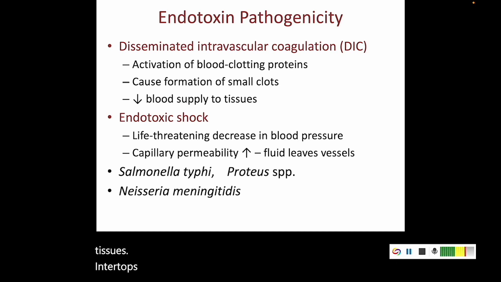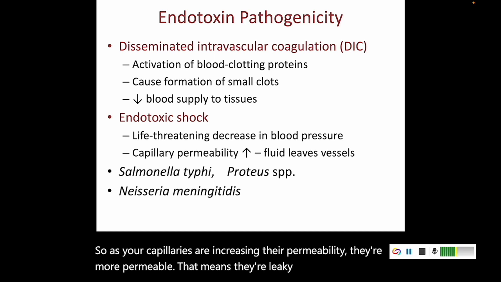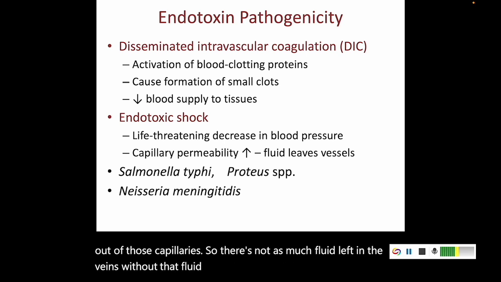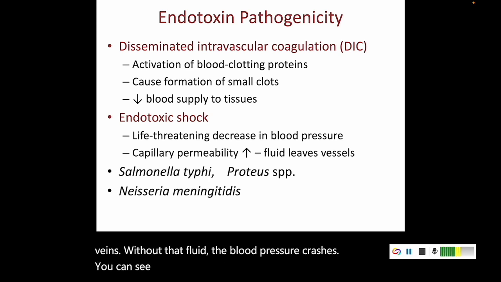Endotoxic shock is a life-threatening decrease in blood pressure that the endotoxins will cause by increasing the permeability of the capillaries. So as your capillaries are increasing their permeability, they're more permeable. That means they're leaky. Fluid is going to leak out of those capillaries, so there's not as much fluid left in the veins. Without that fluid, the blood pressure crashes. You can see DIC or endotoxic shock in Salmonella typhi, Proteus, and Neisseria meningitis.